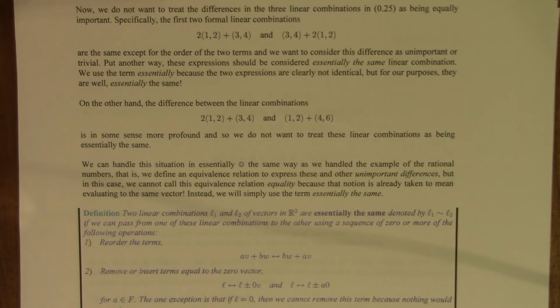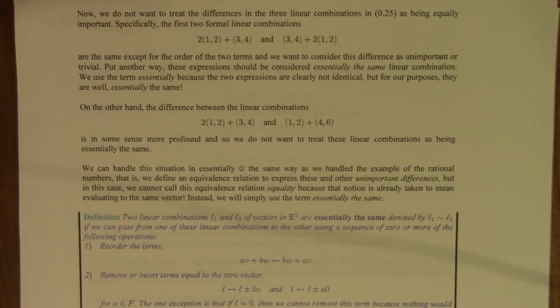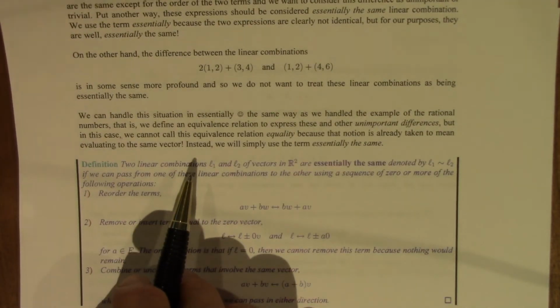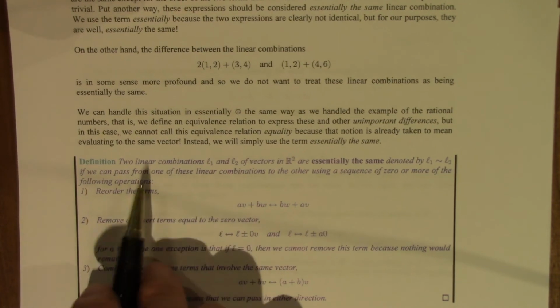We can handle this situation in essentially the same way we did for rational numbers. We define an equivalence relation that expresses the unimportant differences, and then we can ignore them in a way. So here's the way it goes.